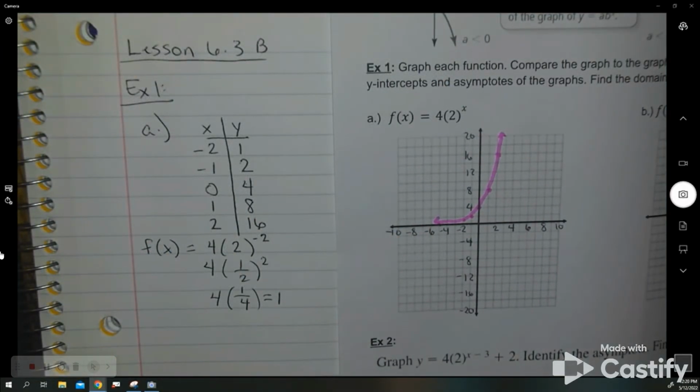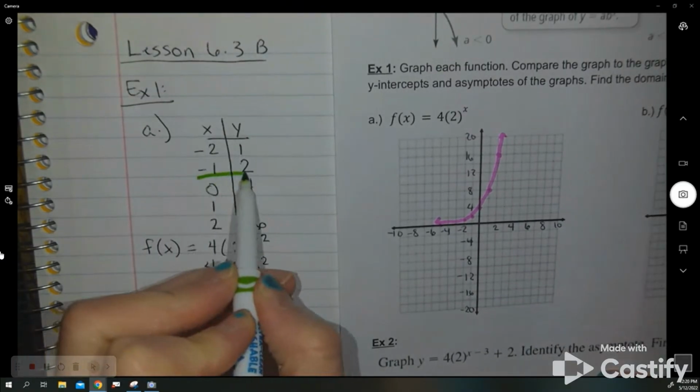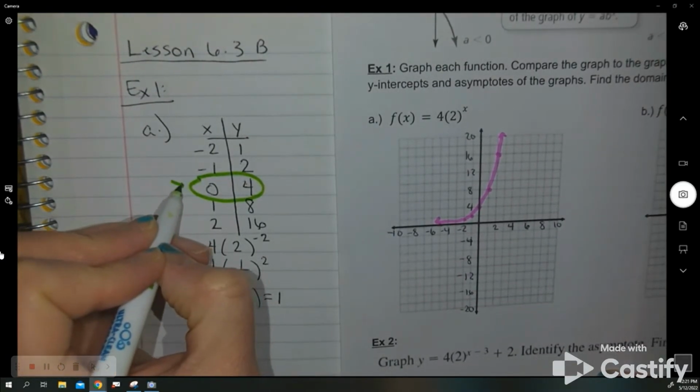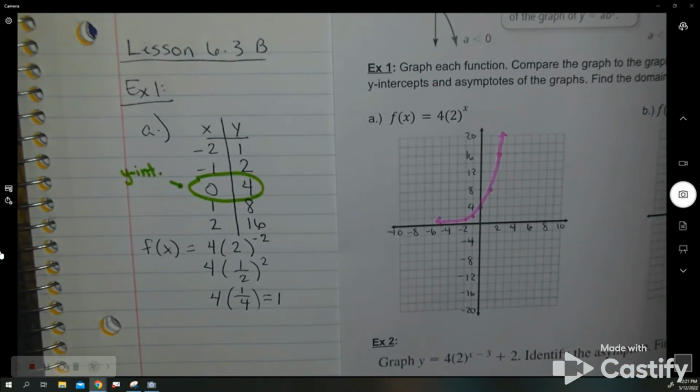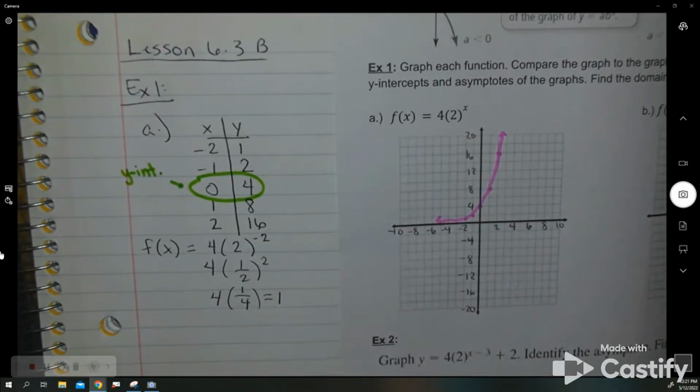So as I'm looking at this, my y-intercept is 4, because remember, where x is 0, that's the y-intercept. We'll label it y-int. Let's compare this to its parent function. The parent function is basically the function minus this 4 in front, because that's 4 times the original 2 to the x power.